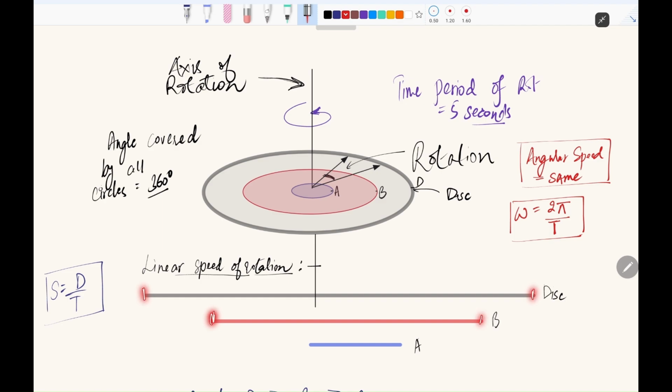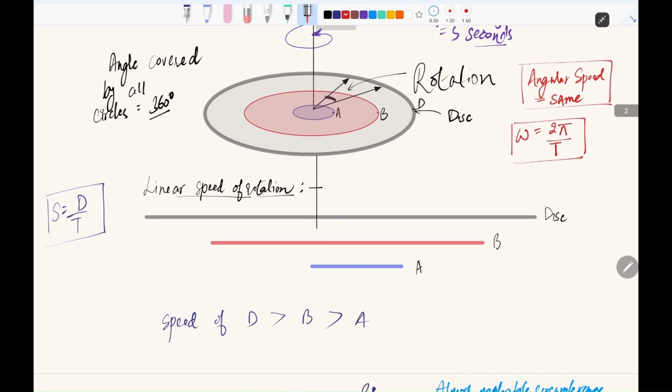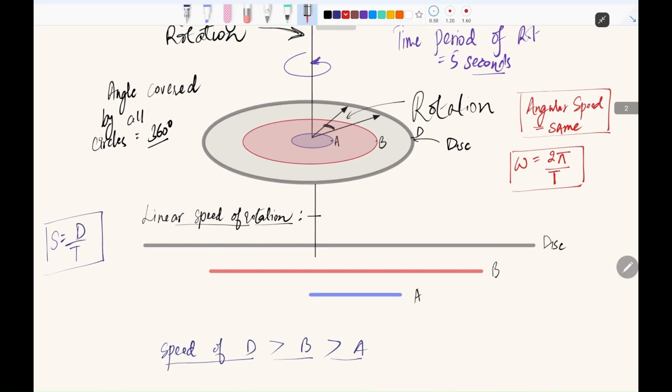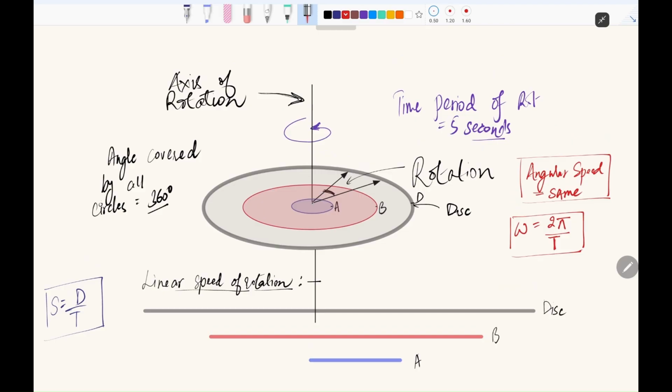This will be the distance covered by point B and this will be the distance covered by point A. And the time taken by all the points is the same, 5 seconds. We know that speed is equal to distance upon time. So we can say that the speed of point D is greater than point B, which is greater than point A. And this is basically the linear speed of rotation, right? So we can say that as we move away from the center, the linear speed of rotation increases.